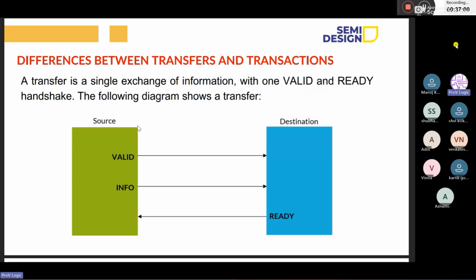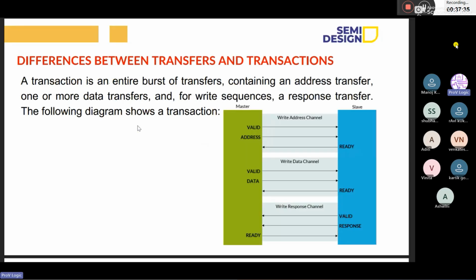For example, suppose there is a 4-beat burst write. What does a 4-beat burst write mean? One will be the address write transfer. Next 4 beats will be the write data transfers, and one transfer is the response, the B response channel. So total 6 transfers will be there for a 4-beat burst.